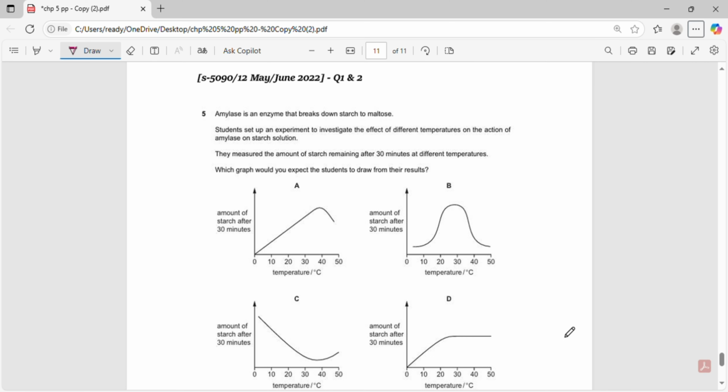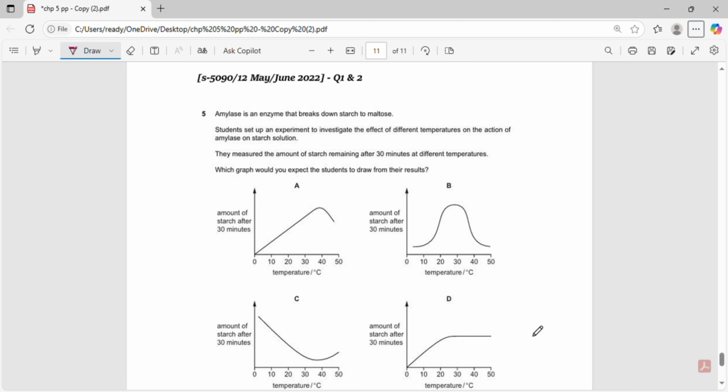So, now let's look at the graphs. Graph A shows starch amount going up with temperature, which doesn't match enzyme behavior. Graph B shows a big hump in the middle, that means most starch is left at the best temperature, which is the opposite of what we expect. But graph C shows high starch remaining at low and high temperatures, and low starch at around 40 degrees Celsius. That matches what we expect, enzyme works best in the middle, and poorly at both ends.